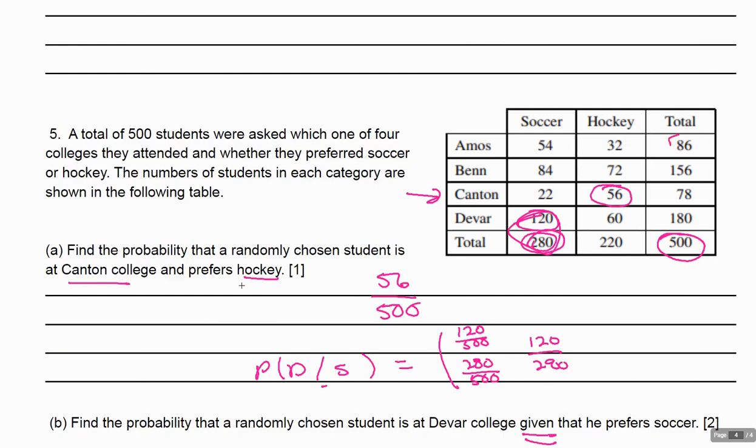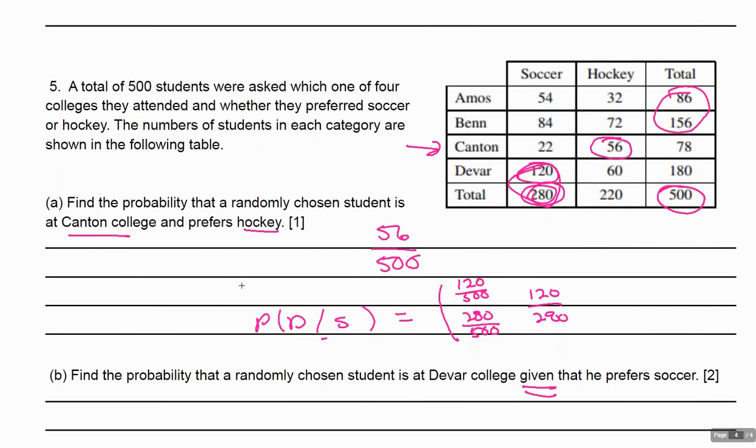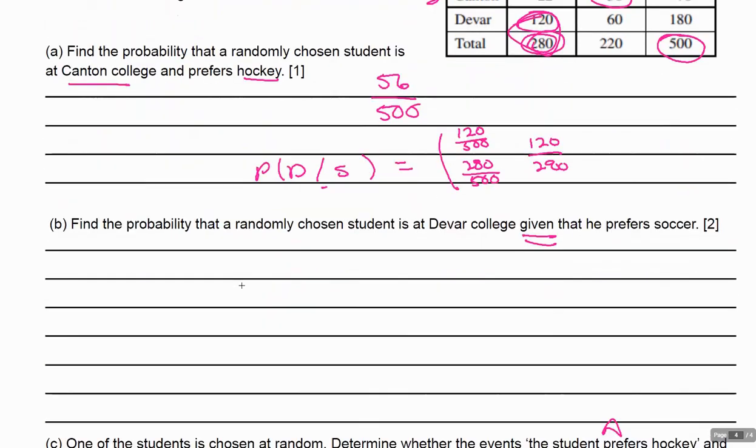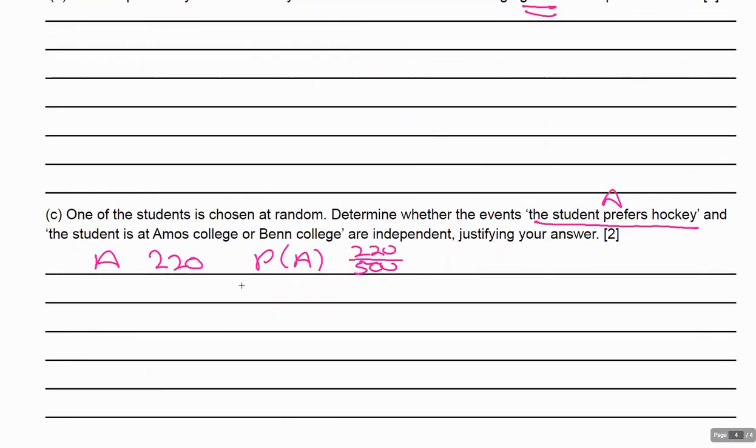So that's those two numbers, right? What are those two numbers added together? 242. So that's going to be 242 over 500. That's the probability of B. Now, what's the probability that a student prefers hockey and is from those colleges? Because we said this is B, right?